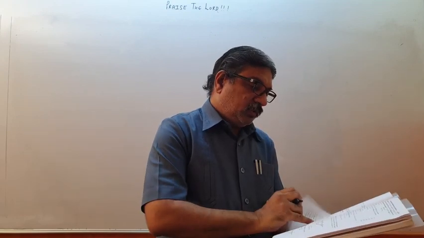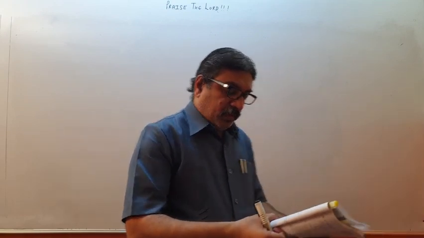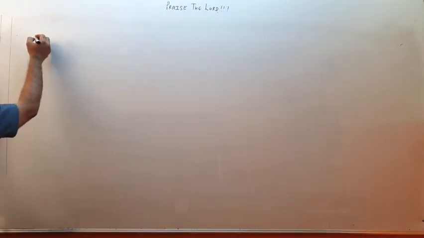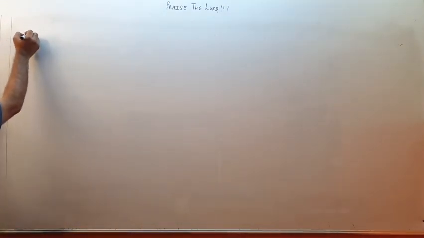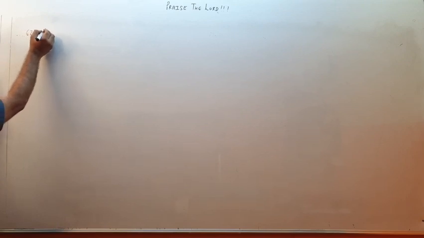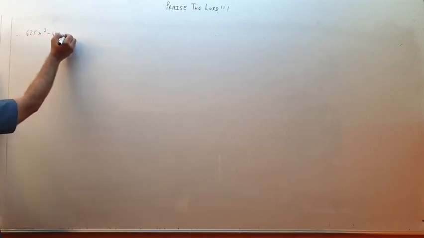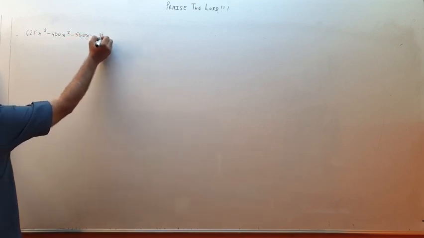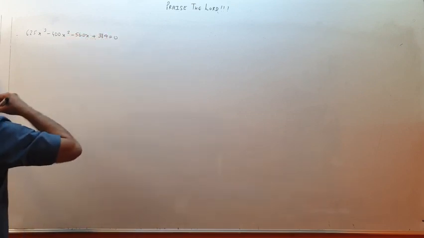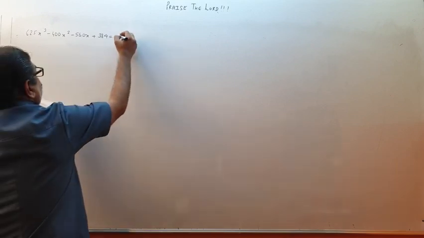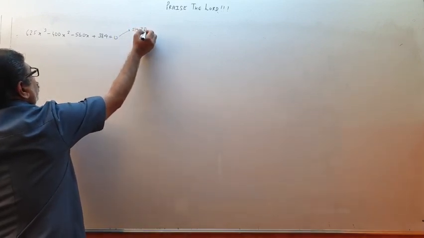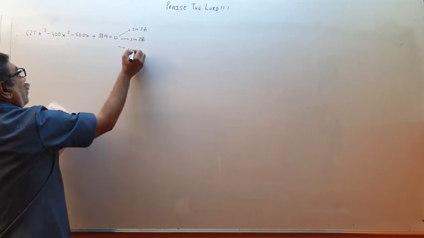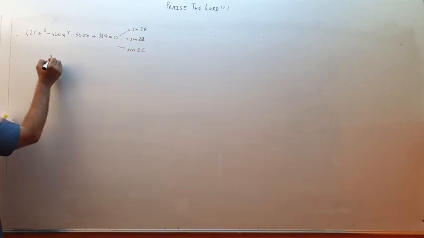Cubic equation. See, this is very interesting. The equation given to me is 625x cube minus 400x square minus 560x plus 384 equal to 0. Its roots are sin 2a, sin 2b, sin 2c, where a, b, c are angles of a triangle.